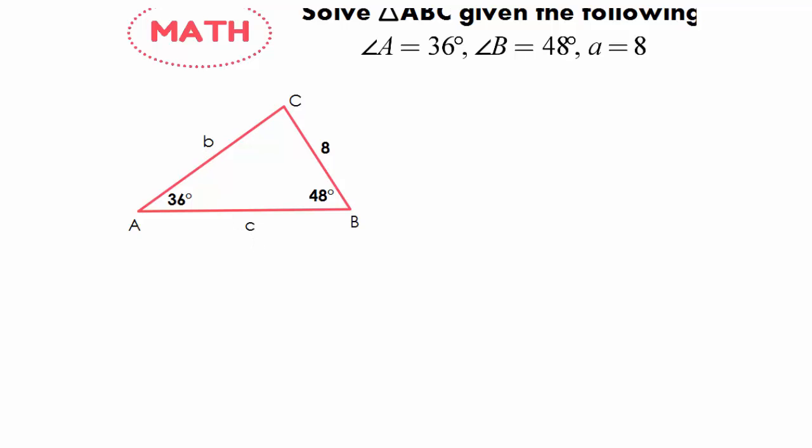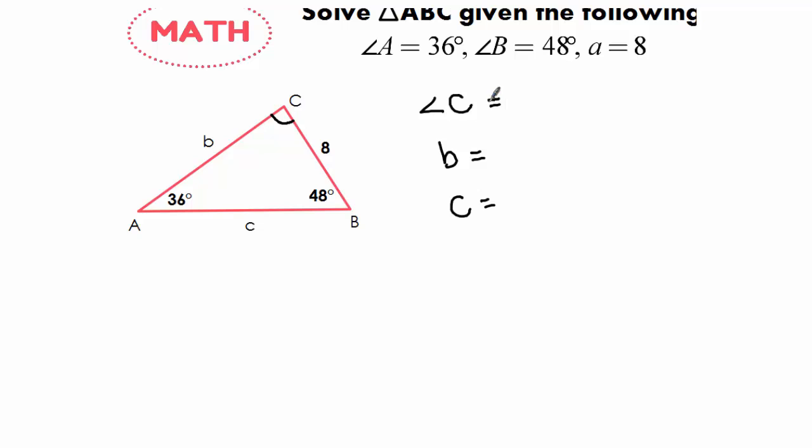It doesn't matter where we start, but the first thing I'd like to do is to find our last angle, since that is going to be pretty fast. So I need to find angle C. Let's write down what we're missing. I'm going to need to find angle C, I'm going to need to find the side length B, and I'm going to need to find the side length C.